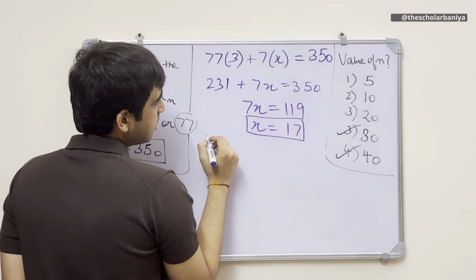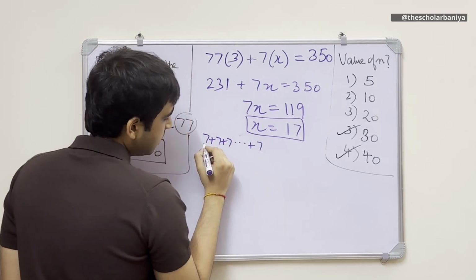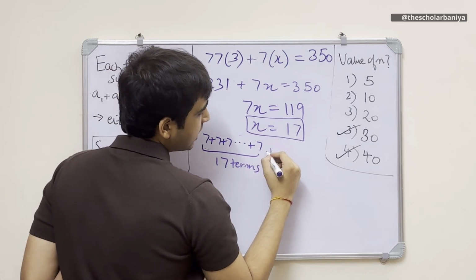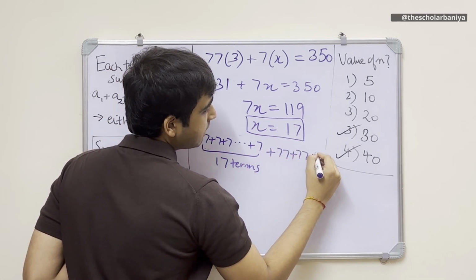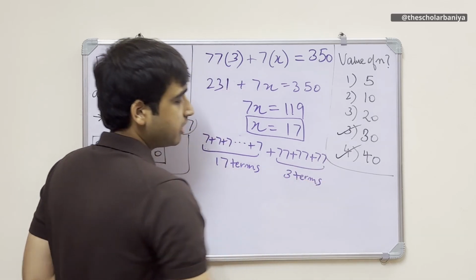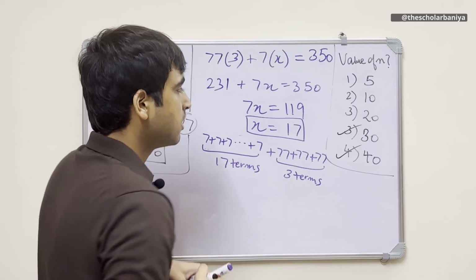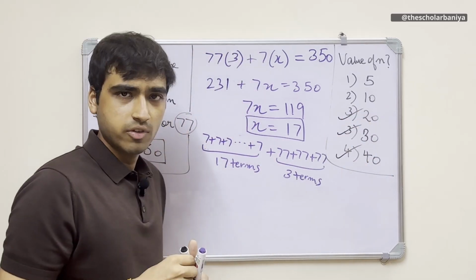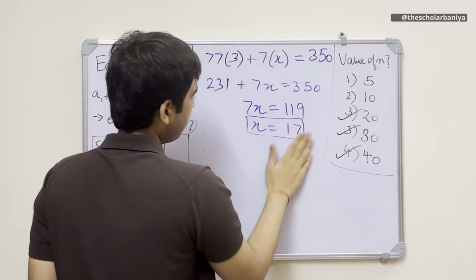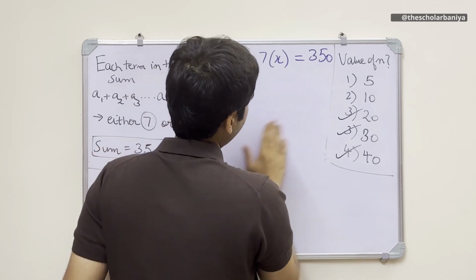So this means 7 plus 7 plus 7 and so on plus 7, these will be 17 terms, plus 77 plus 77 plus 77, and these will be 3 terms, right? So 17 plus 3, total 20 terms. So even 20 is the right answer. I hope this is very simple. There should not be any confusion over here.